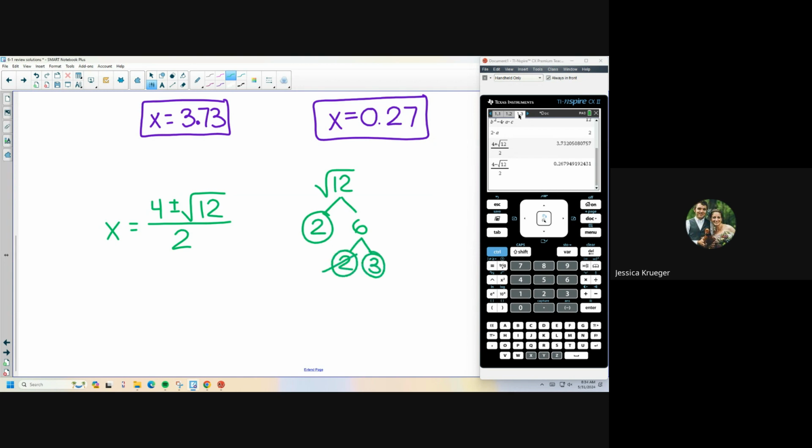If you have a twin, you can leave the house. So 2 gets to leave. 3 stays under the radical. So this becomes 4 plus or minus 2 radical 3 over 2.